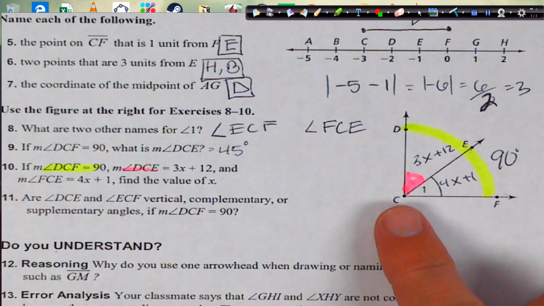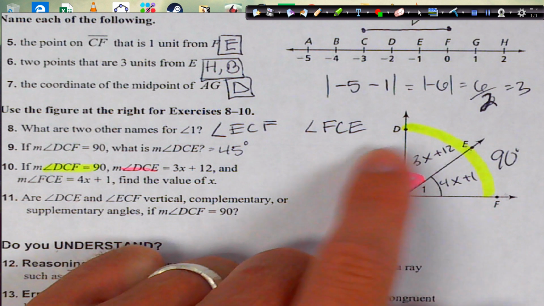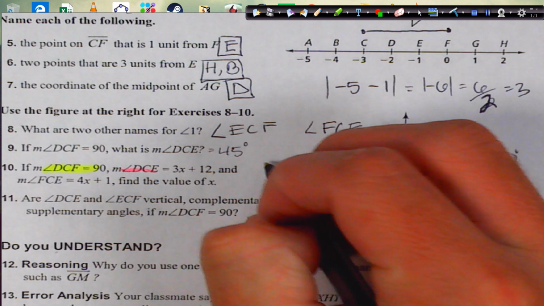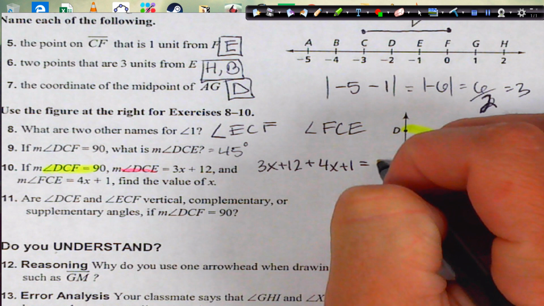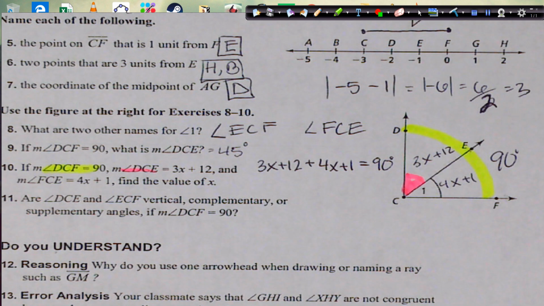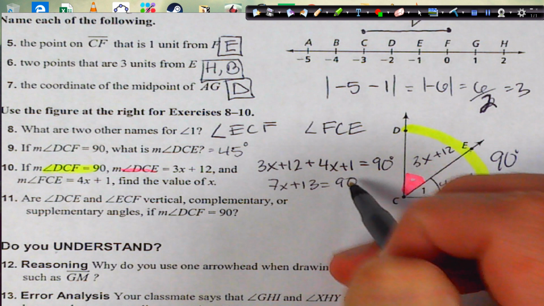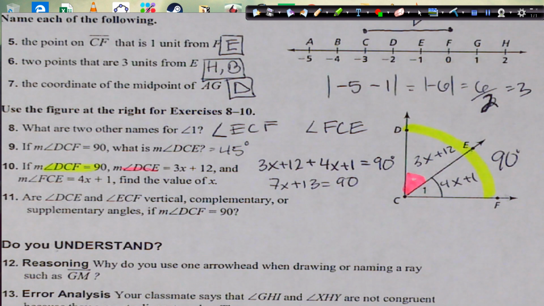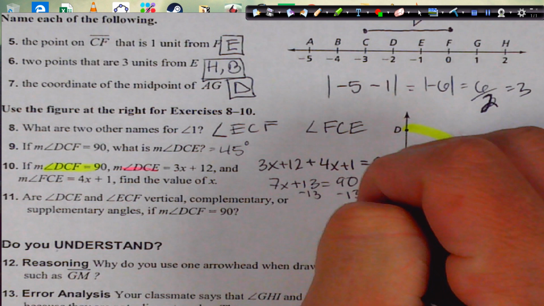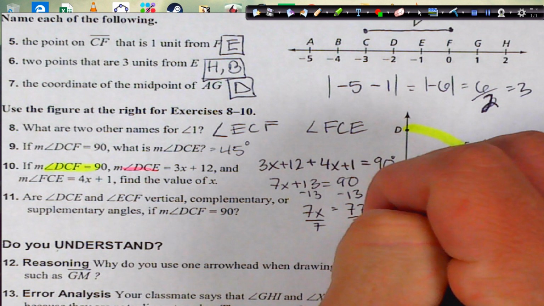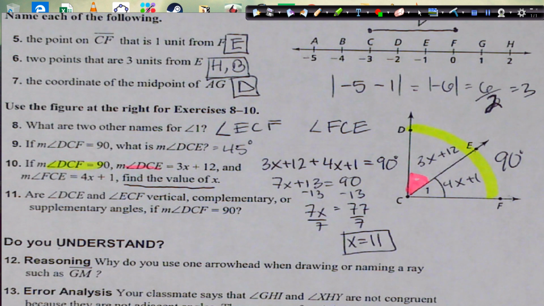Now, if we still said CE was the bisector, then we could set them equal to each other, but the safer bet is to just say, let's take this plus this and set it equal to the whole angle. So this is angle addition postulate, so we get 3x plus 12 plus 4x plus 1 equals 90 degrees. Again, we're dealing with angle measures, so we can use 90s and 180s a lot more often. So combining like terms, we get 7x plus 13 equals 90, and then we're going to go ahead and subtract the 13 from the 90, and we are going to come up with 77, and then divide by 7, and we get x equals 11. And it was looking for the value of x, so we got x equals 11.